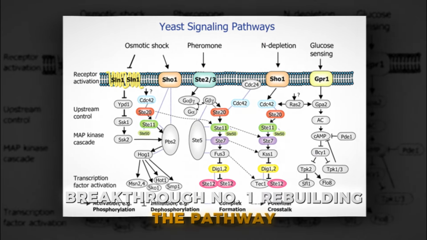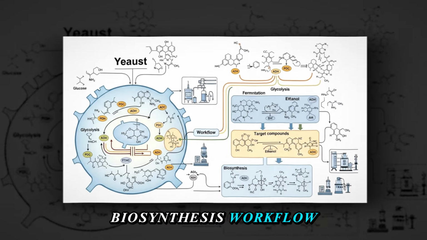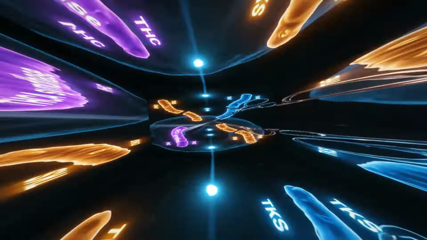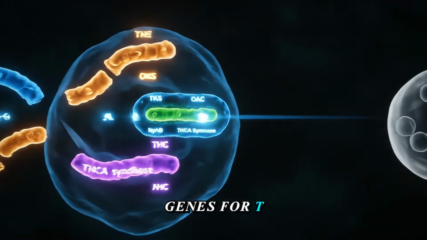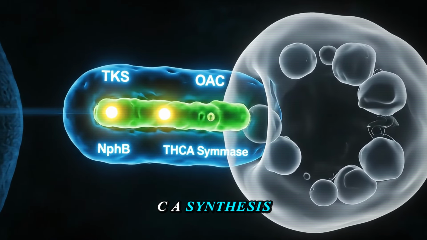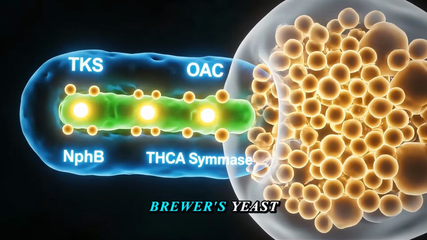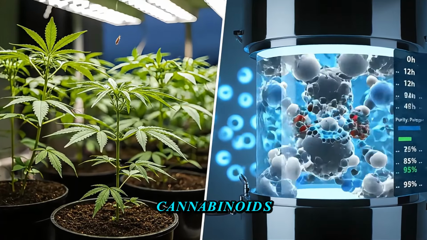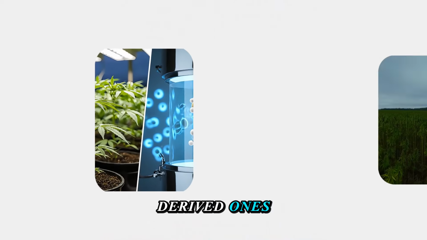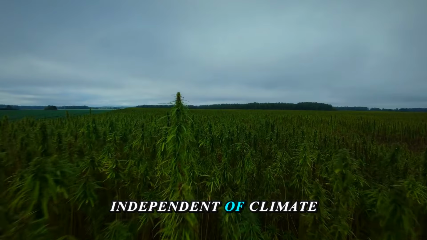Breakthrough number 1. Rebuilding the pathway in yeast. Using the complete biosynthesis workflow from the uploaded yeast study, researchers inserted the genes for TKS, OAC, NphB, THCA synthase into Saccharomyces cerevisiae, brewer's yeast. The yeast produced cannabinoids identical to plant-derived ones, but faster, cleaner, scalable, programmable, independent of climate or farming land.